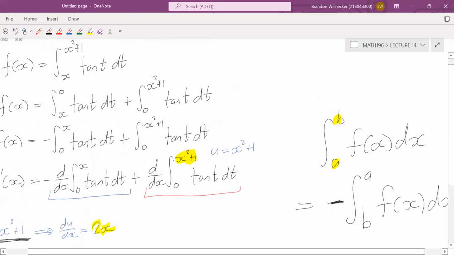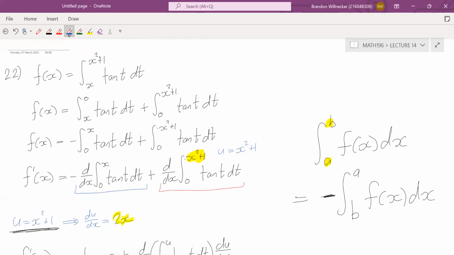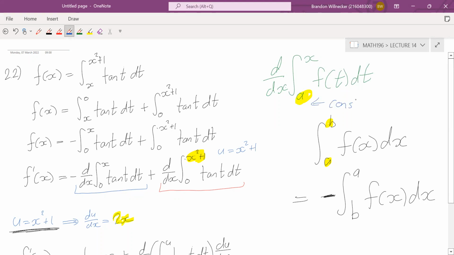Because I'm using FTC part 1. So remember for FTC part 1, we have d by dx of the integral from a to x, f of t dt. So if we're using FTC part 1, we need a constant at the bottom and we need x at the top. Over here, we've got x at the bottom, and we have a function of x at the top. So we can't use FTC part 1.